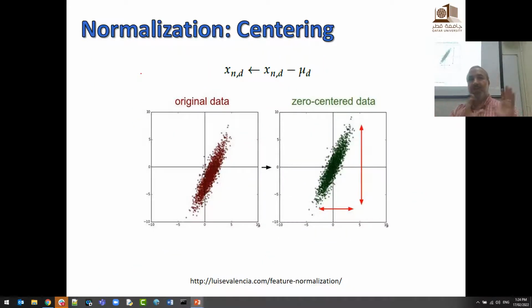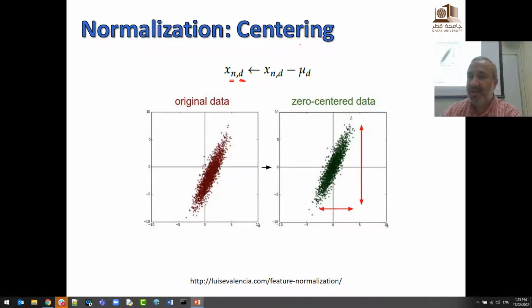We'll talk about feature normalization, and everything we will talk about is feature normalization except one. The first one is called centering. Let me first explain the notation here. x is an example, and n is the number of the example, so x_n is example number n. And d is the specific feature. Remember, normalization will make changes to the values of the features. So here we are changing feature number d in example number n, and of course we can apply that on all the examples.